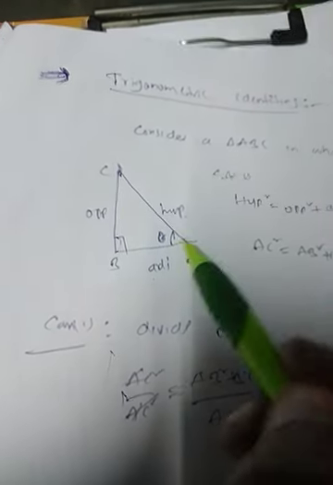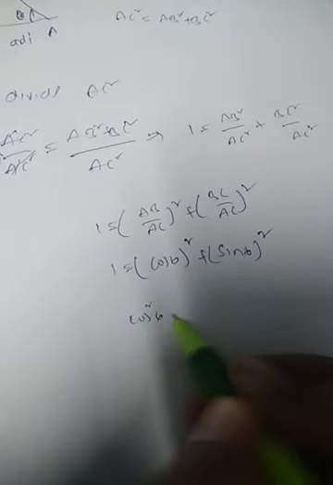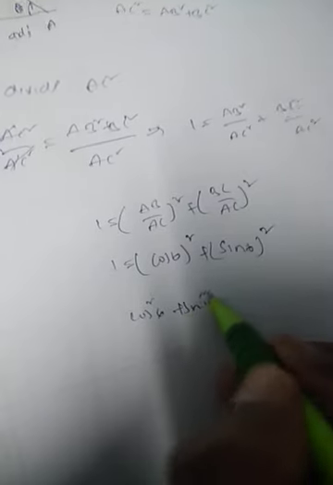Now I can write 1 is equal to cos theta whole square. And BC by AC is sin theta, so I write sin theta whole square. This will be cos square theta plus sin square theta is equal to 1.